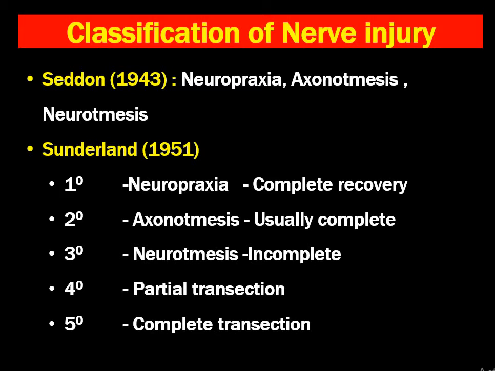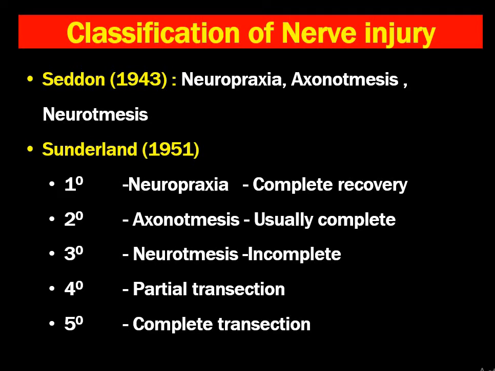There are two basic classification systems of facial nerve injury. One is Seddon classification, which was devised in 1943, and divided facial nerve injury into neuropraxia, axonotmesis, and neurotmesis. And Sunderland classification is the more commonly accepted classification. It has 5 grades: first degree, second degree, third degree, fourth and fifth degrees.